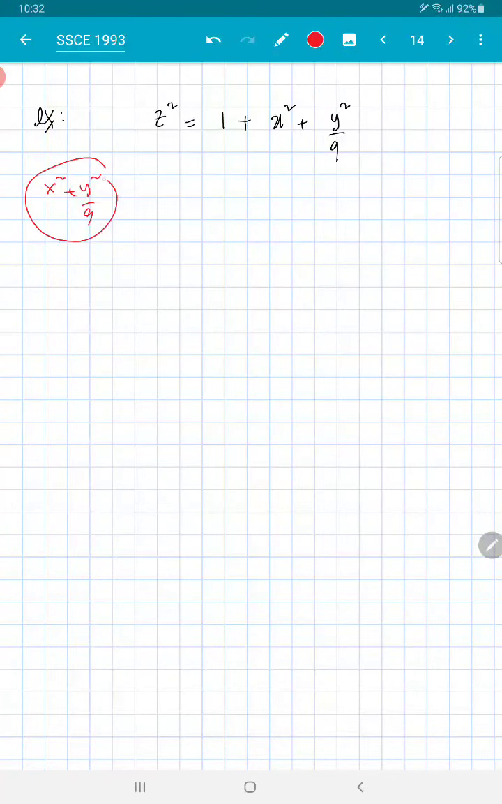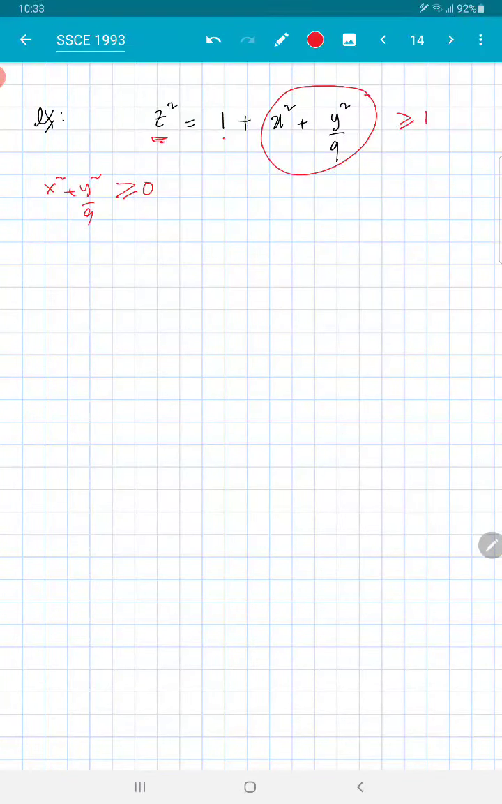This expression here is always larger than or equal to 0, because when you square any value it will give you a positive value, or at the least 0. So x squared plus y squared over 9 must be larger than or equal to 0. Here z squared is equal to 1 plus an expression that is larger than or equal to 0. So from there we know that z squared in this case must be larger than or equal to 1.